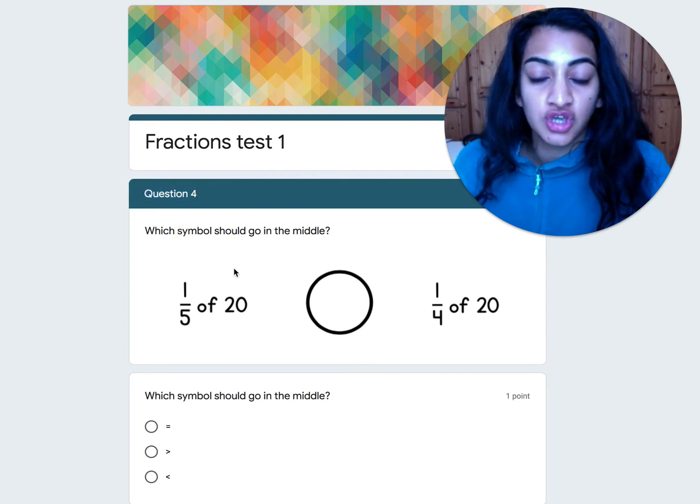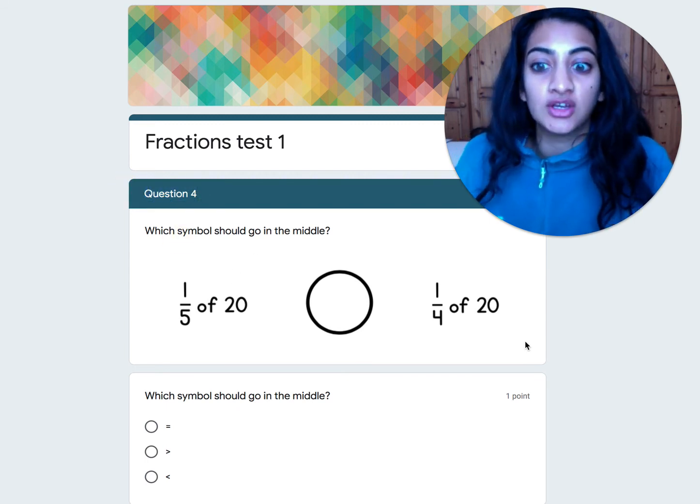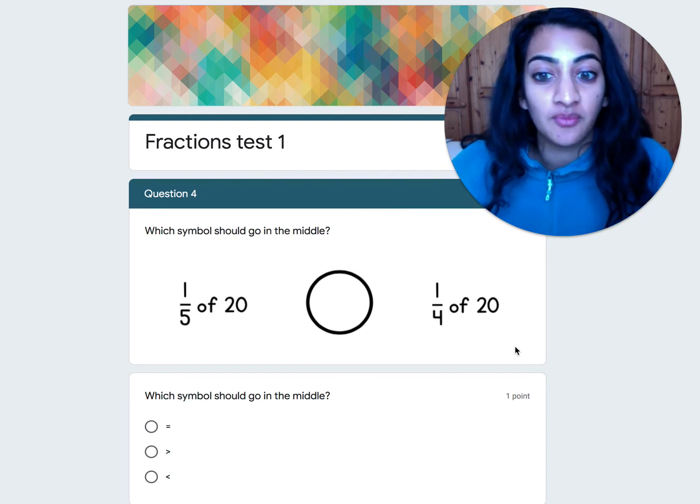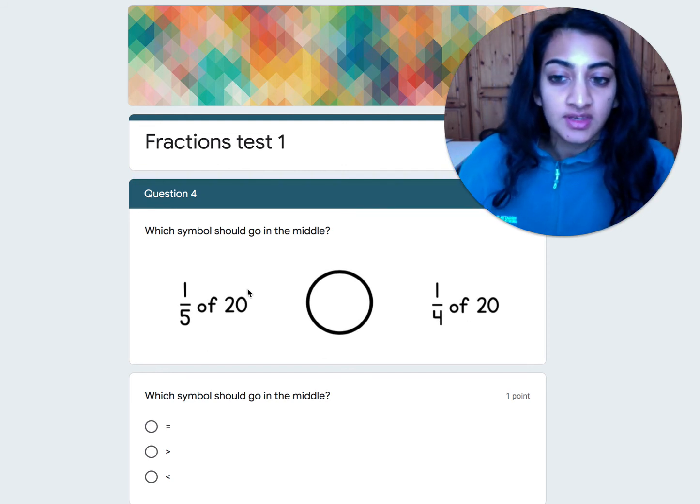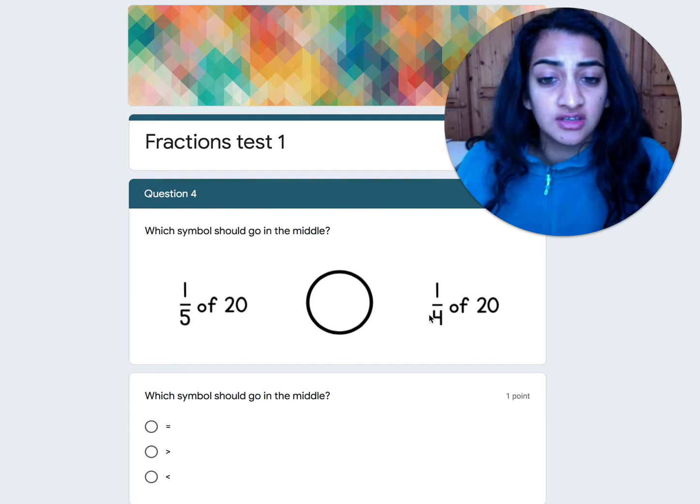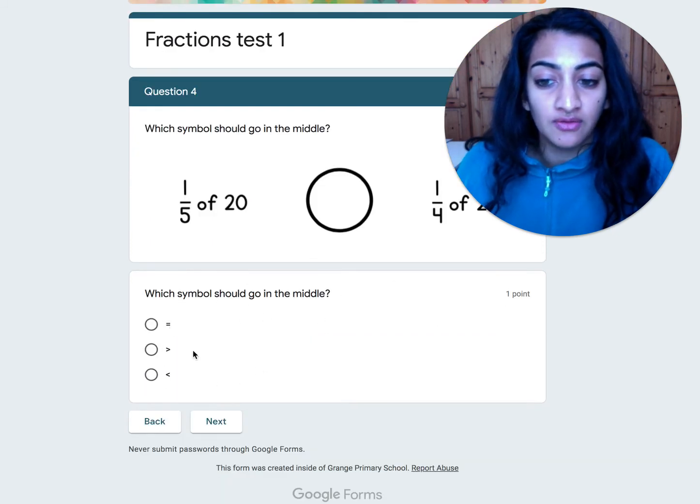Question 4. Which symbol should go in the middle? Now this is definitely a question I think you should use your piece of paper and a pen for, because it's asking you which is the symbol that should go in the middle out of these 3.